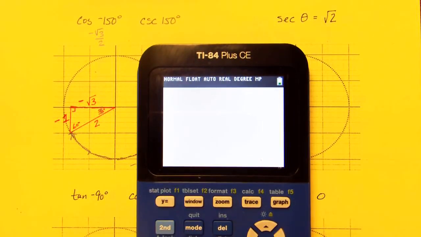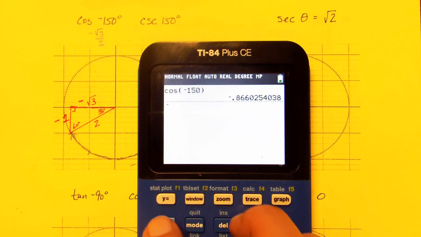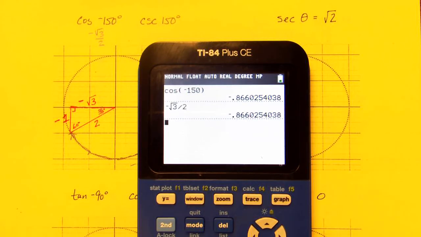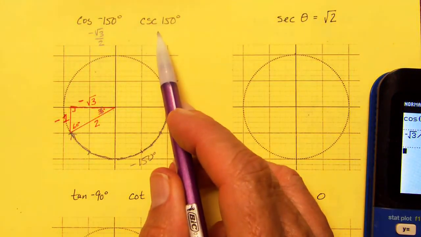Some calculators will give you answers in exact form, others will give you decimals. So let's see. If I go cosine negative 150, I get negative .866. Well, let's check and see if that's the same as negative root 3 divided by 2. Let's see what that is, negative .866. So I'm feeling like, okay, I definitely got it. And again, some calculators will display answers in the radical form, which is kind of a nice feature. Maybe this one does, but I just haven't figured out how to set that up. Maybe you can. So now let's go to the next one, which is the cosecant of 150.